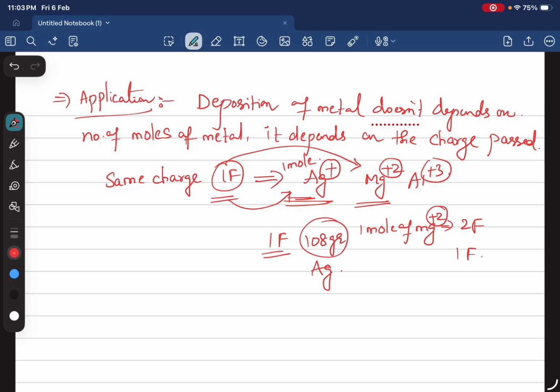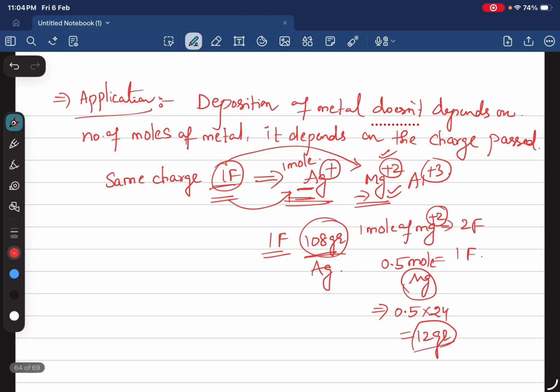If I pass 1 Faraday, 0.5 mole of Mg will be deposited, which means 0.5 into the atomic mass of magnesium, 24, which equals 12 grams. So if I pass 1 Faraday to Ag plus, 108 grams means 1 mole of Ag is deposited. If you pass the same 1 Faraday to Mg2 plus, it deposits just half a mole of Mg, because the charge of Mg is 2. To deposit 1 mole of Mg, 2 Faradays are required, but 1 Faraday is passed, so the value is 12 grams or half a mole.